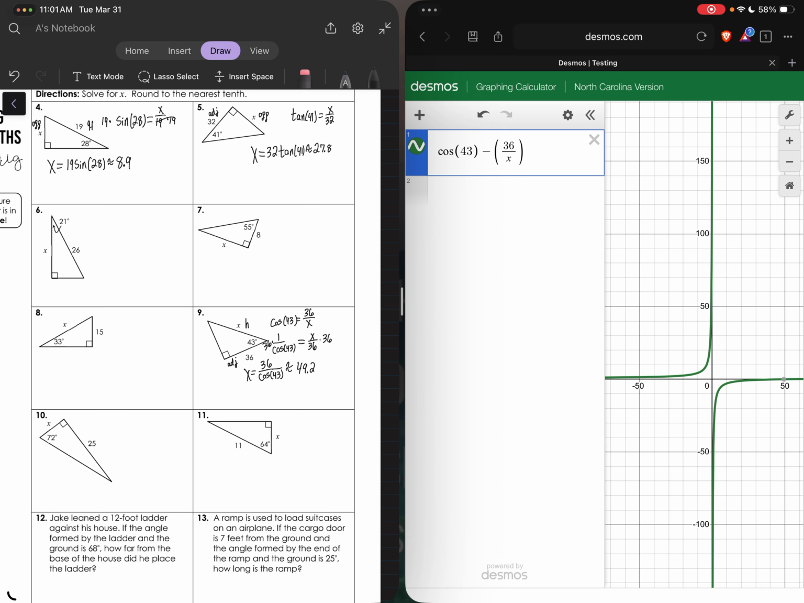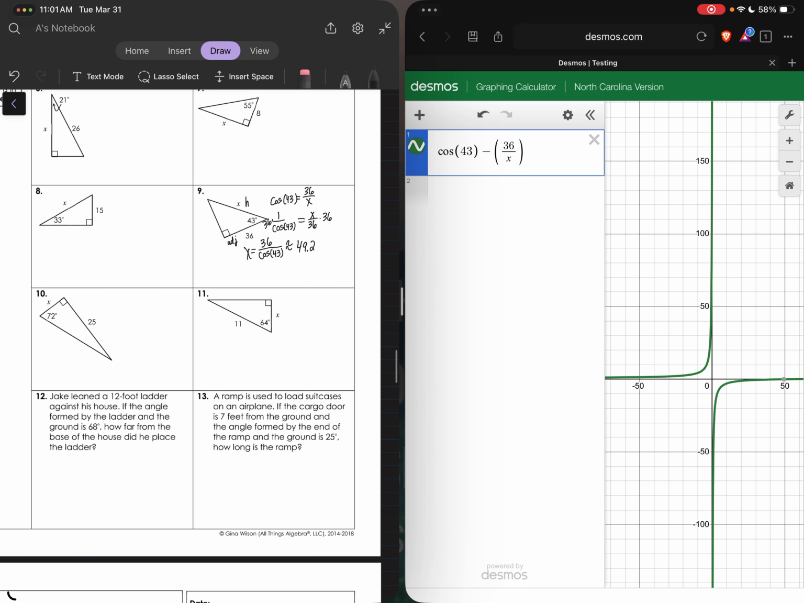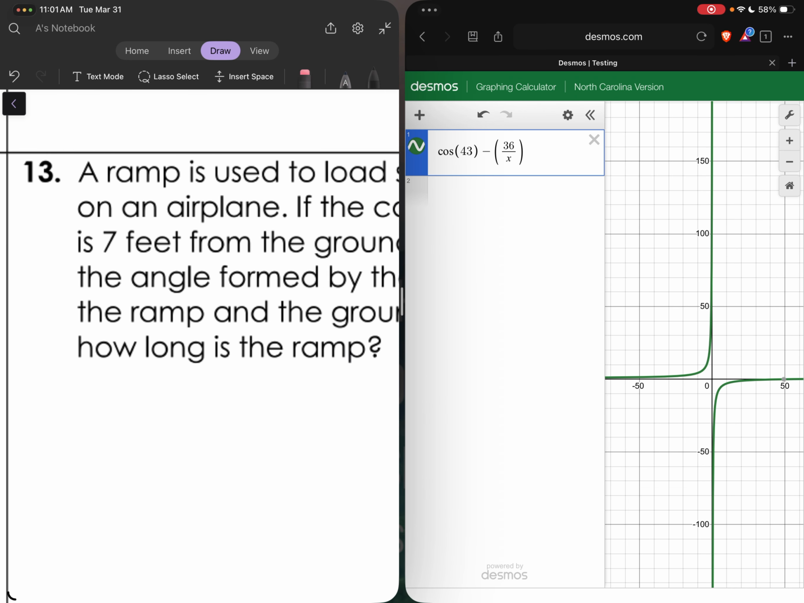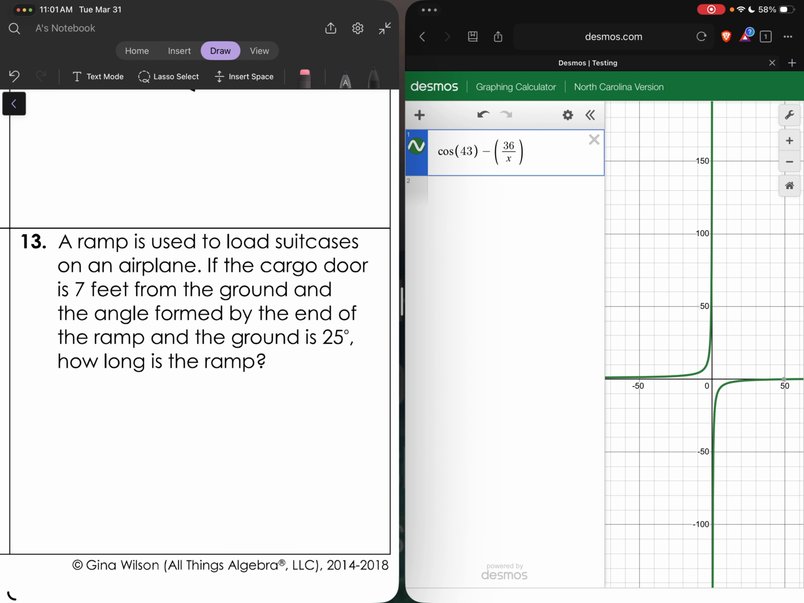Go in and try numbers 6 through 11. I'm going to do number 13. You can do number 12. A ramp is used to load suitcases on an airplane.